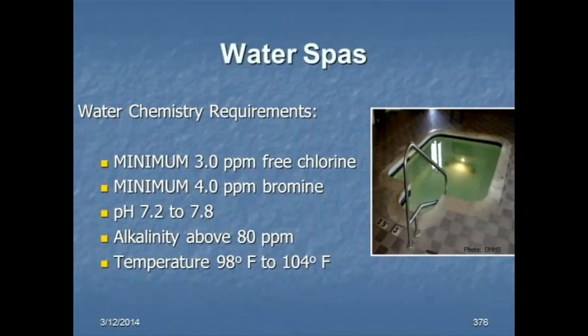The minimum requirements for water chemistry, we just got done talking about these, but spas seem to be more of a problem than just about any other type of facility due to the small volume of water, the heated water, things change very, very quickly. The minimum free chlorine, we do require a higher minimum than all other facilities, all swimming pools. 3 parts per million. Bromine, 4 parts per million.